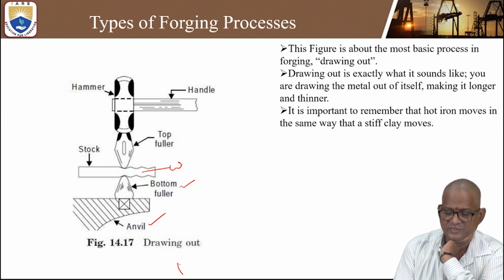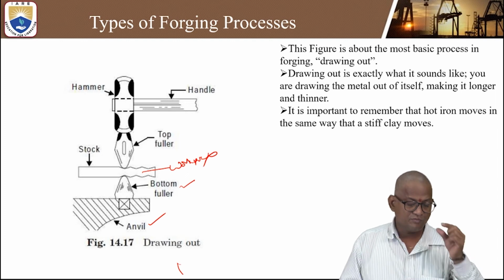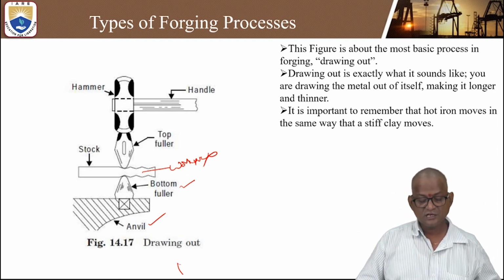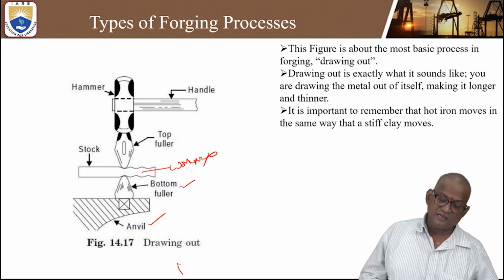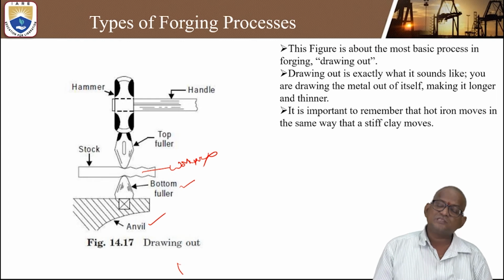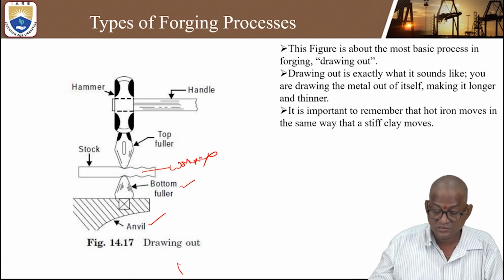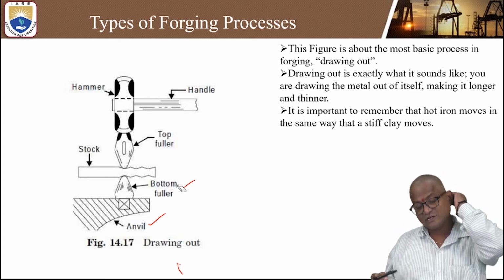This is called the workpiece. Okay, so this is called the workpiece, and there will be two fullers. One is the bottom fuller, the second one is the top fuller, and the stock can be kept in between the two fullers, so that the required shape of the die can be obtained effectively. So these are some of the techniques involved in drawing out.